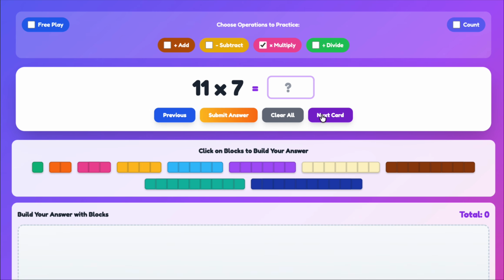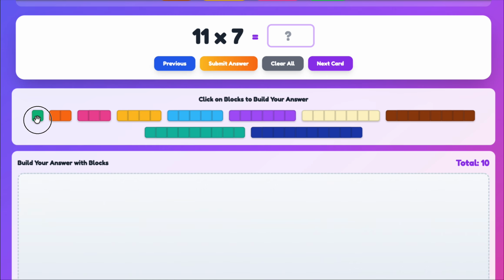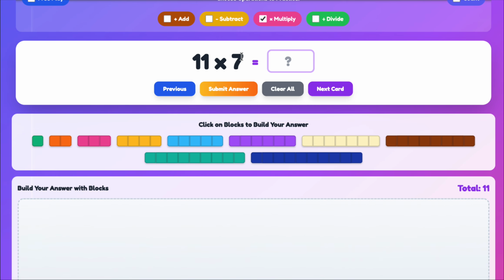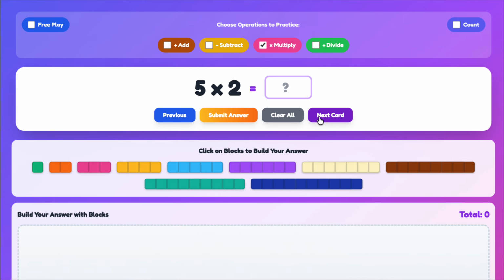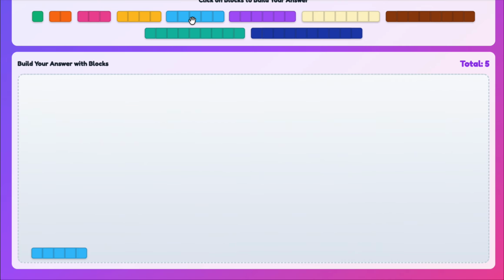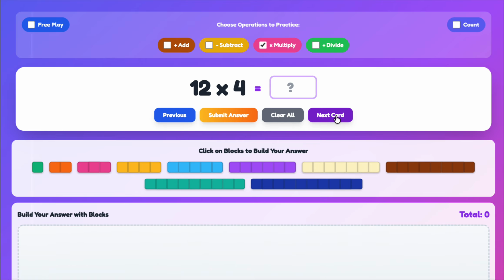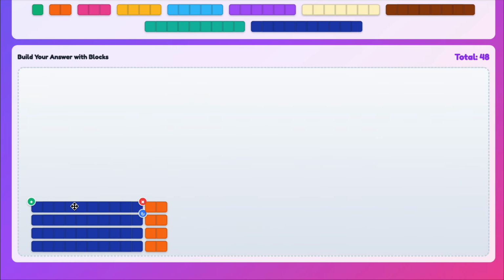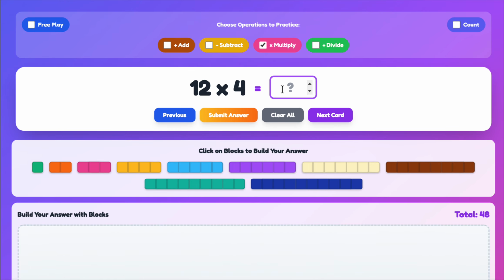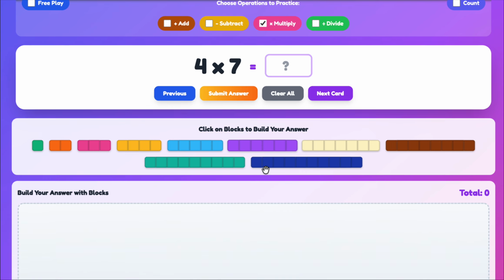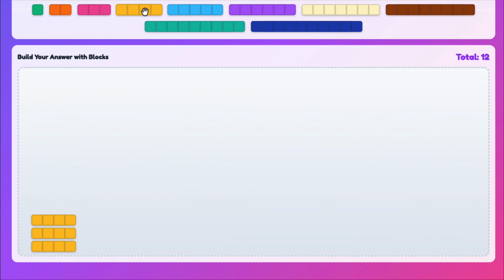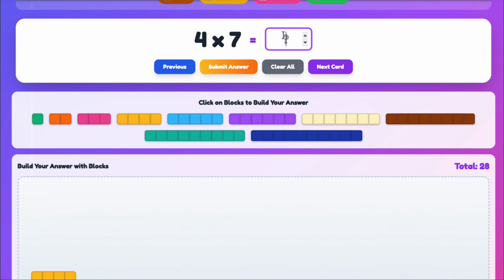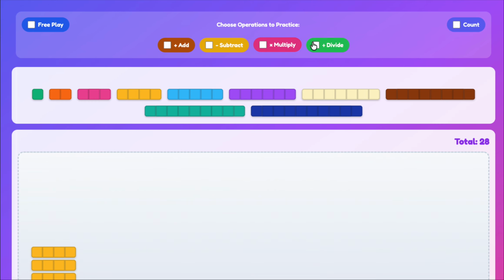And then count them. So next card, 11 times 7. So again, we're counting 11s, not 7s. I'm just going to go to the next card here. 0 times 11 means we have nothing. 5 times 2 means we're counting 5 2 times. 12 times 4, there's 1, 2, 3, 4. And you can see that's 48. We'll put our answer in. All right, if we're counting 4s, 28. Okay, let's go to division.